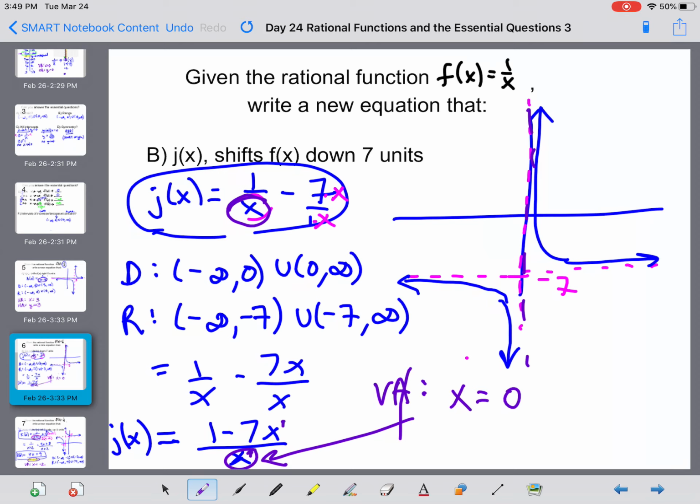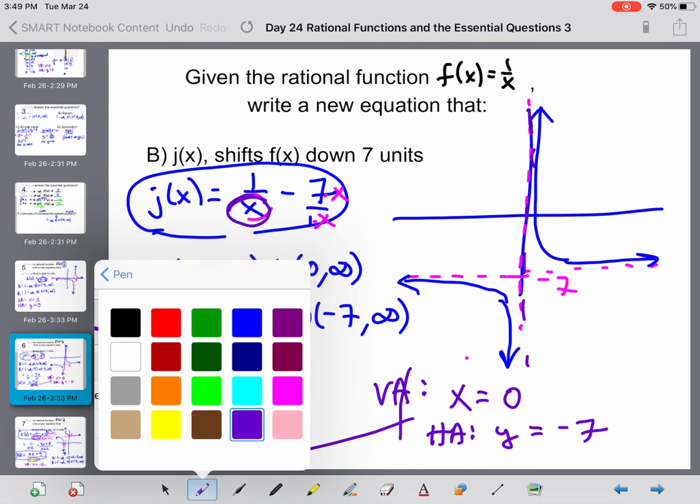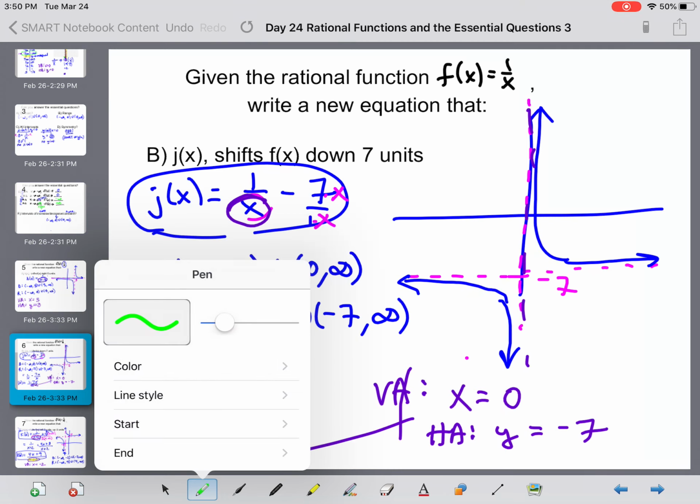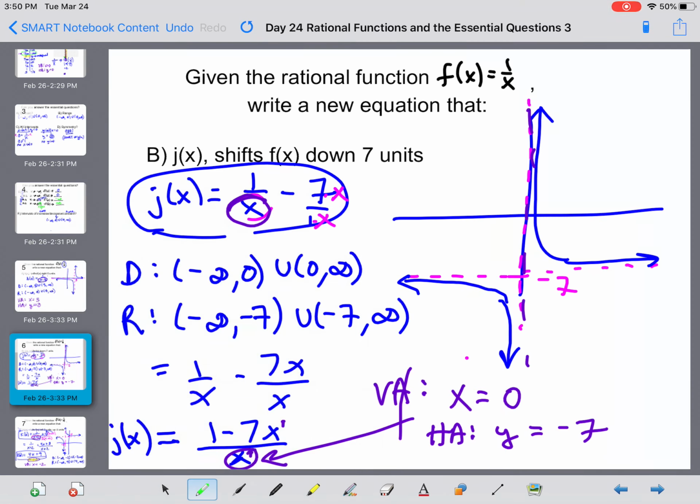And we can see that we have a horizontal asymptote at the line y equals -7. So when that's the case, let me get a new color and try to get this mildly organized here. I'm going to rewrite j of x just off to the side here, and I'm going to put that -7x first.